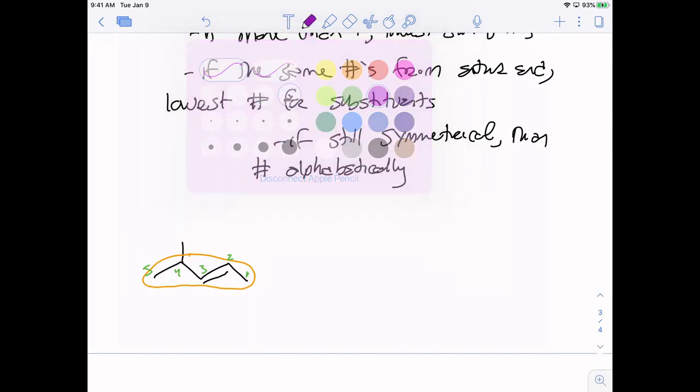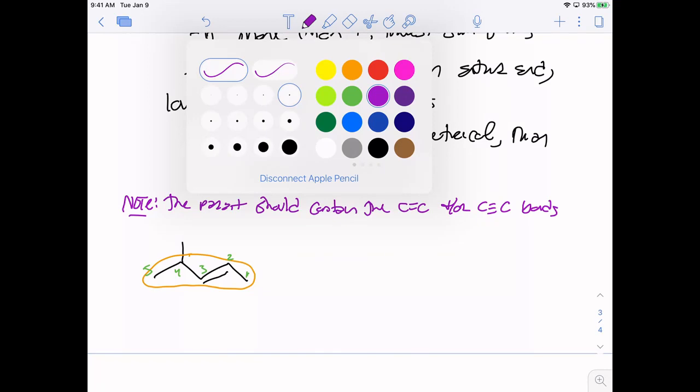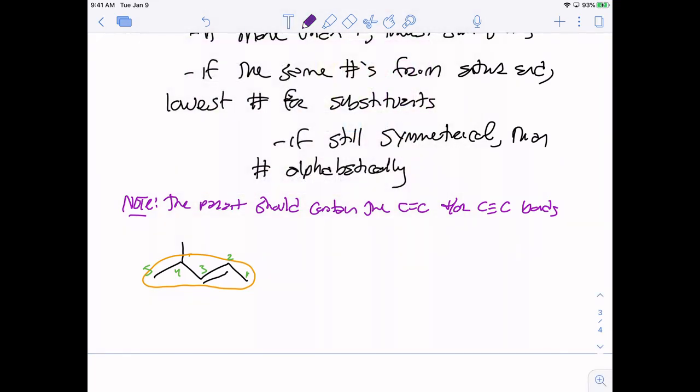So let's write our little note. The parent should contain the double and/or triple bonds. So it might not necessarily be the longest continuous chain anymore. It's going to be the longest continuous chain containing those double or triple bonds, right?